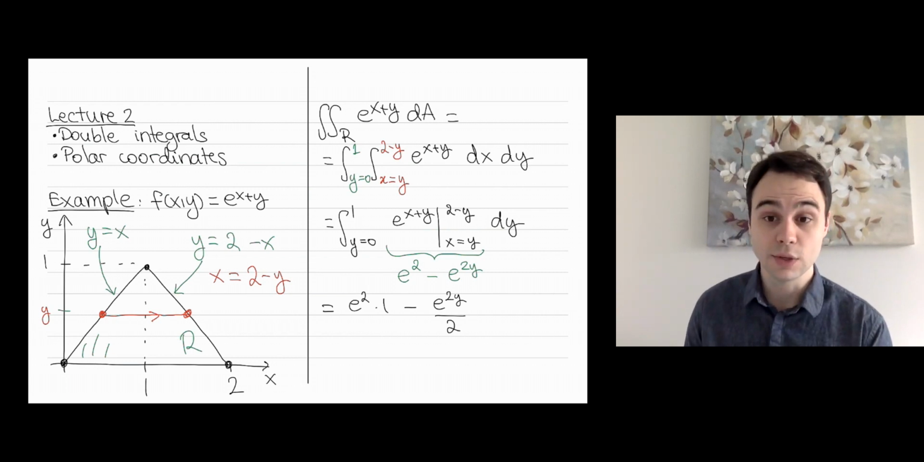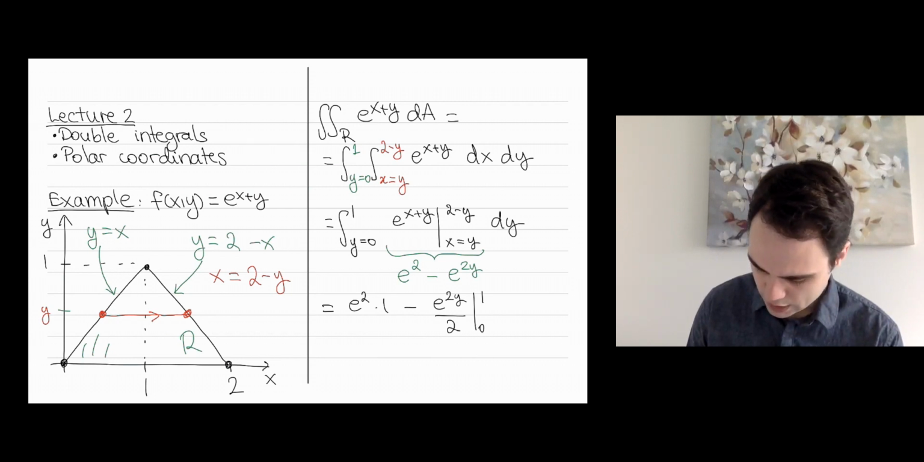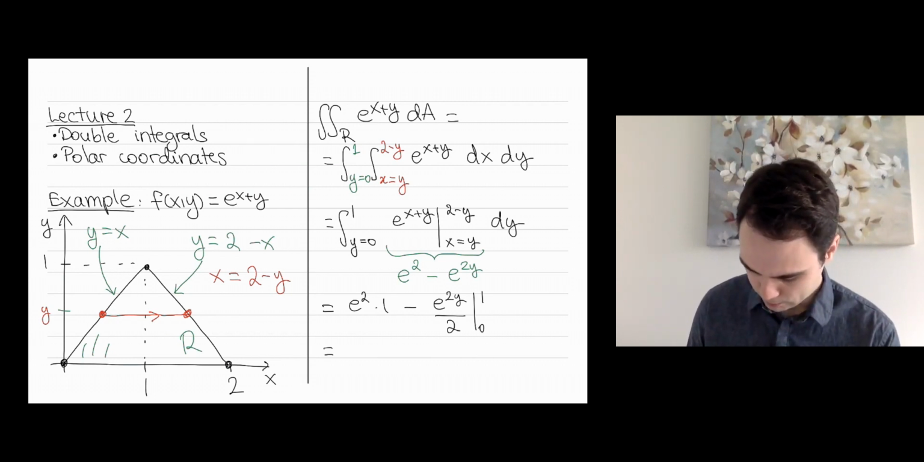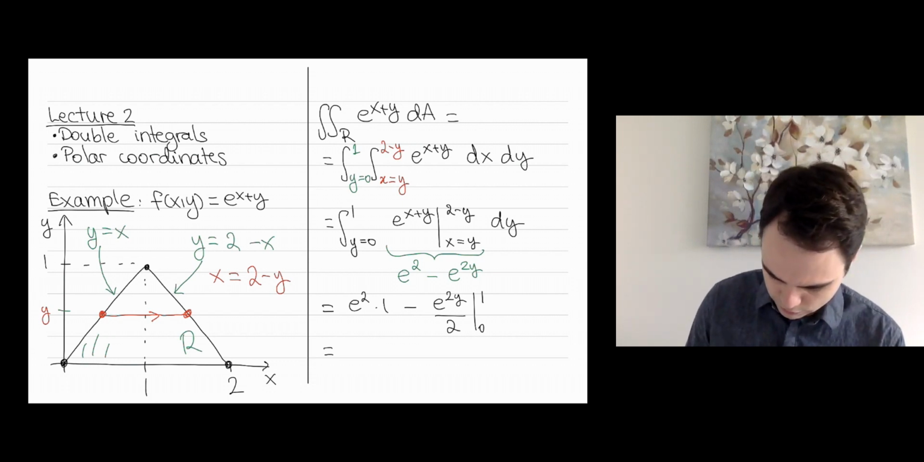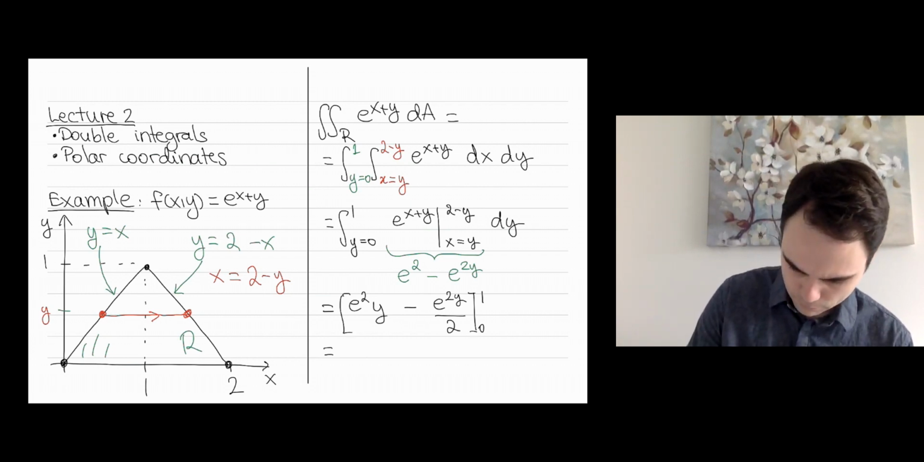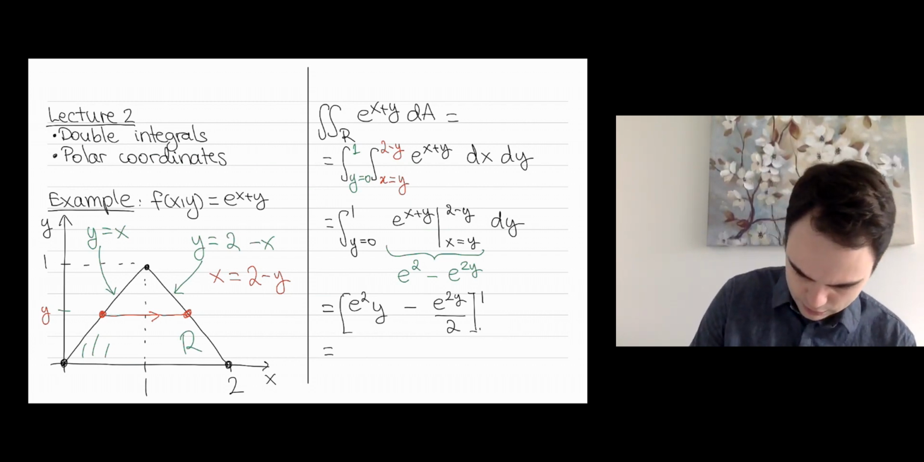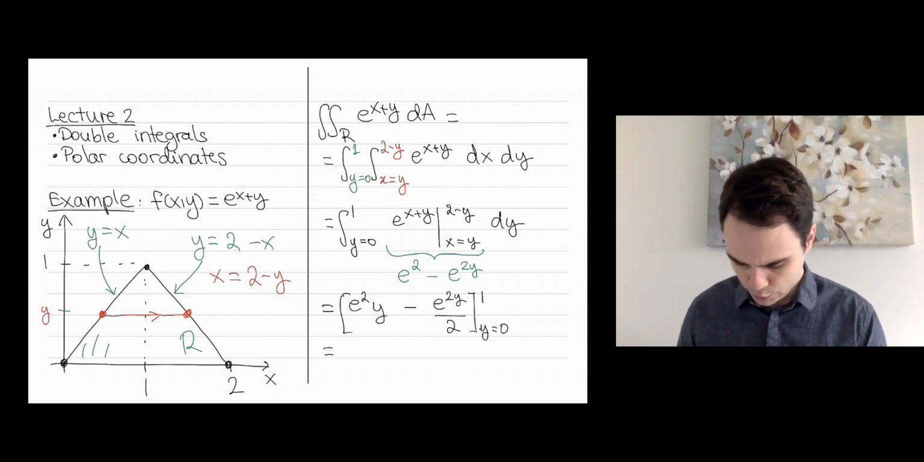If I differentiate e to the 2y over 2, I get e to the 2y, evaluated between 0 and 1. Maybe I could have left the evaluation for the second step, so I could have done this. Let's leave the calculation. Let's do it one step at a time.